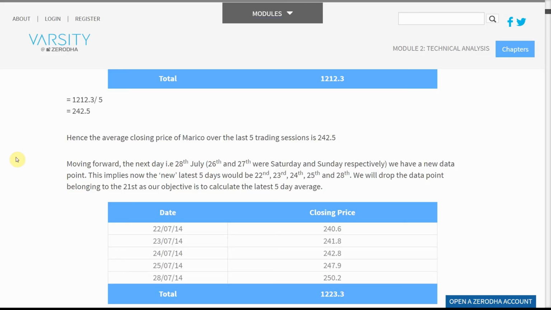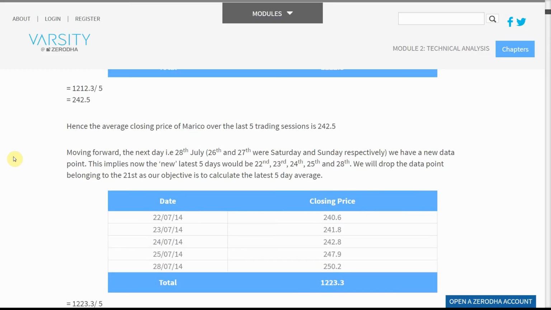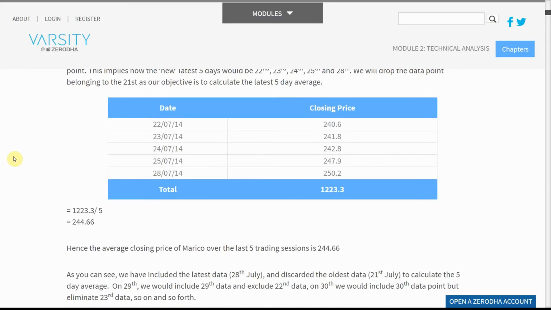Moving forward, the next day, i.e. the 28th of July, as the 26th and 27th were Saturday and Sunday respectively, we have a new data point. This implies the new latest 5 days would be 22nd, 23rd, 24th, 25th and 28th. We will drop the data point belonging to the 21st, as our objective is to calculate the latest 5-day average.